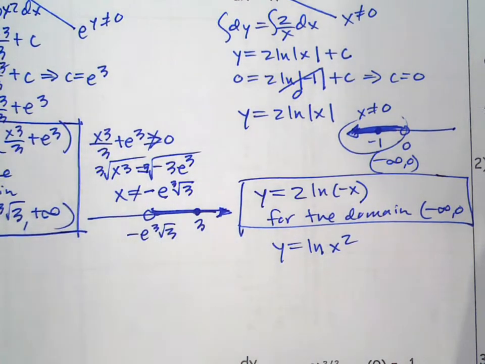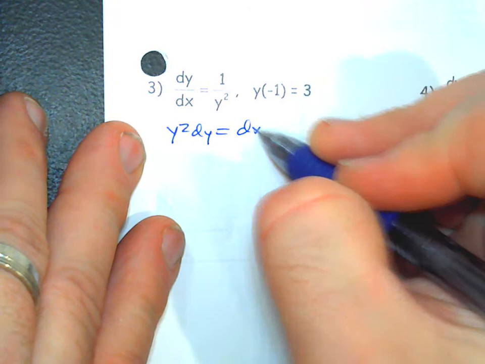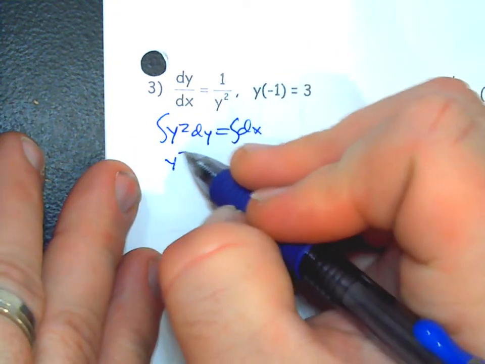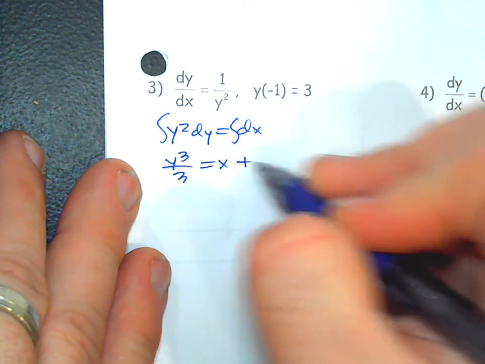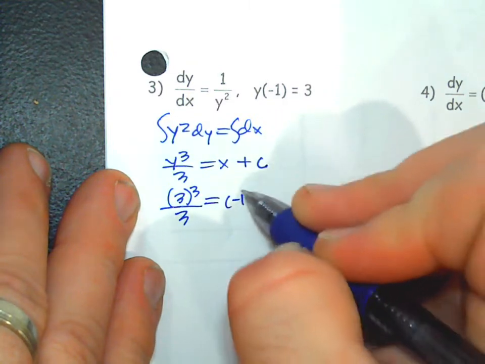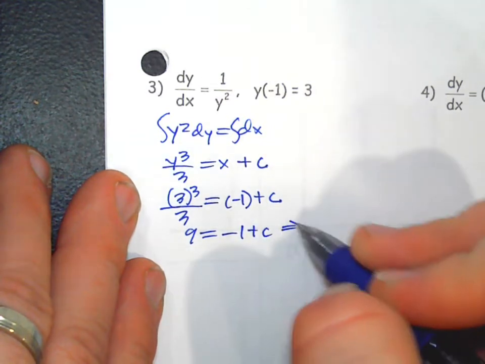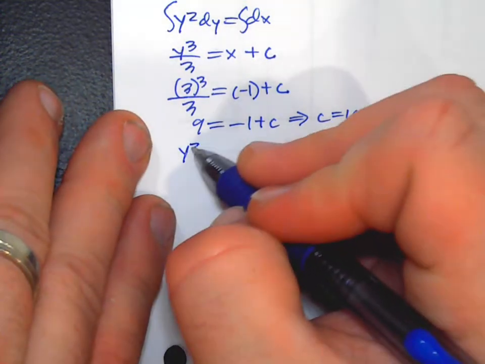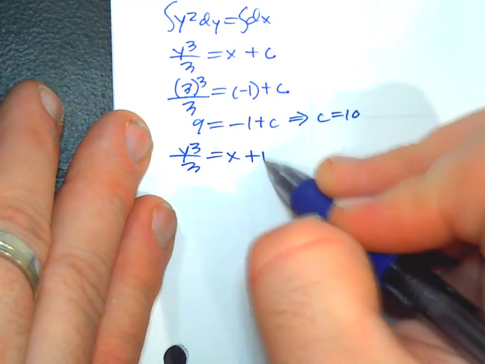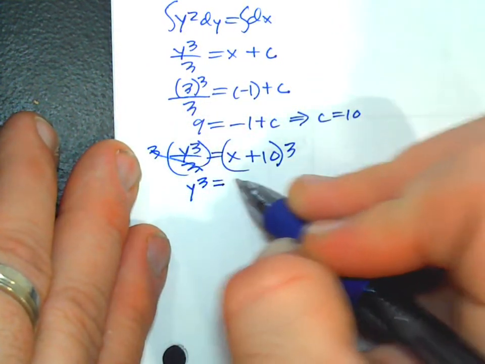Okay. Next one, separate the variables: y squared dy equals dx. Integrate both sides: y cubed over 3 equals x plus c. And plug 3 in. So that's going to be 9, so c equals 10. So we're going to rewrite it: y cubed over 3 equals x plus 10. I'm going to multiply both sides by 3. y cubed equals 3x plus 30.